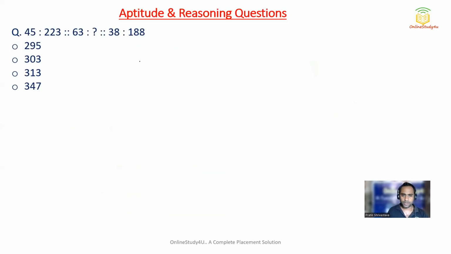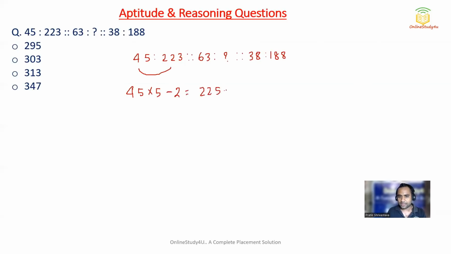Now question number 4. If you know number series, then this problem will become very, very simple to you. So when the question is given to you, you need to analyze. So 45 into 4 will be 180. 45 into 5 will be what? So 45 into 5 will be 225. And if you subtract 2 from that, then it will become 223.